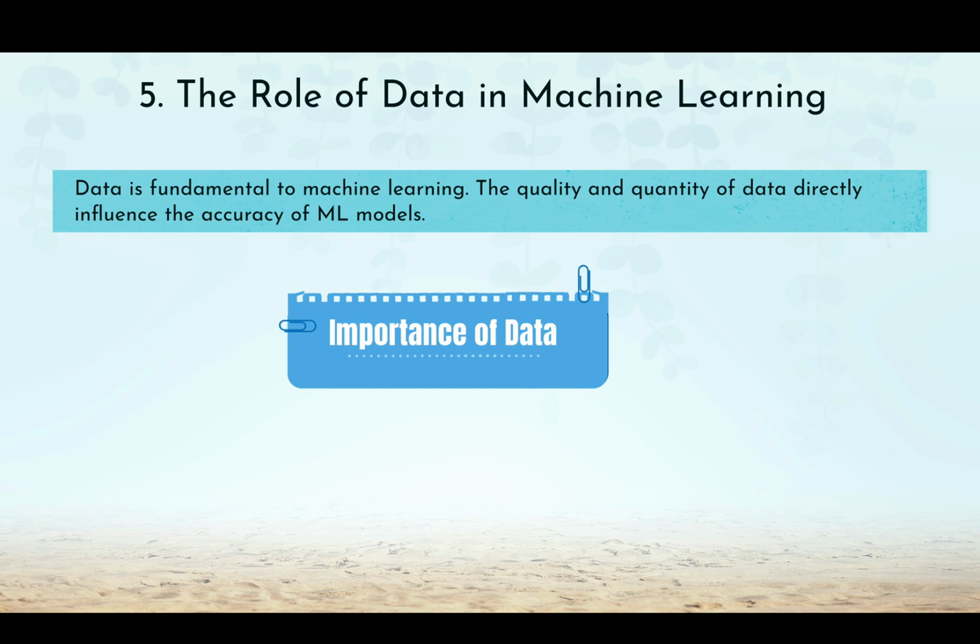Similarly, a larger quantity of diverse data enables the model to generalize better and perform well on new unseen data. Without sufficient or good quality data, even the most advanced algorithms will struggle to produce reliable results. Thus, data is the cornerstone of machine learning, and the success of an AI project depends heavily on how well the data is collected, prepared, and managed.